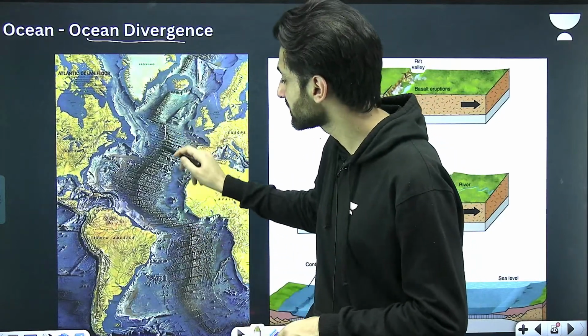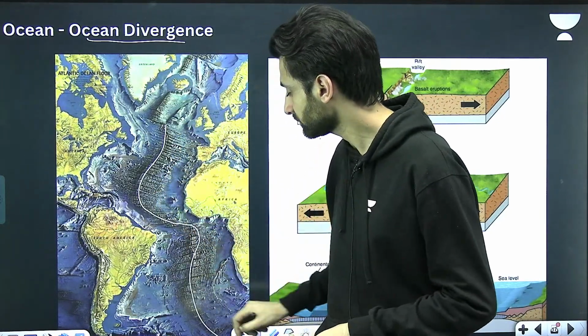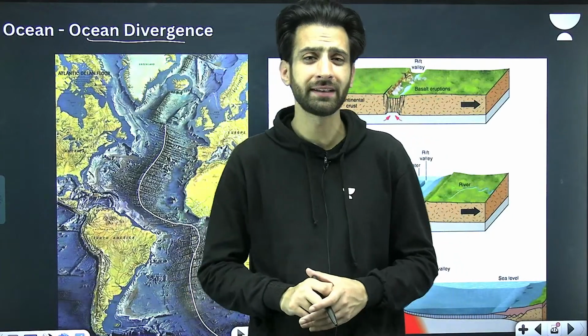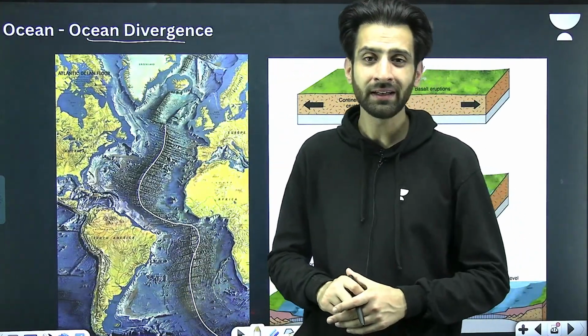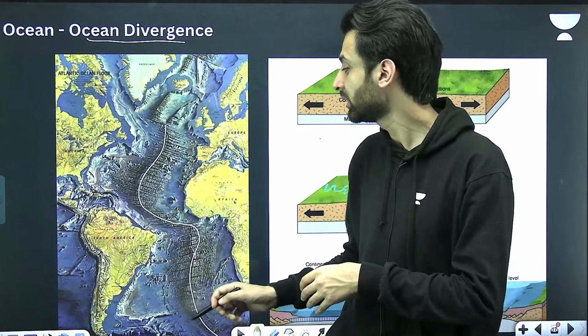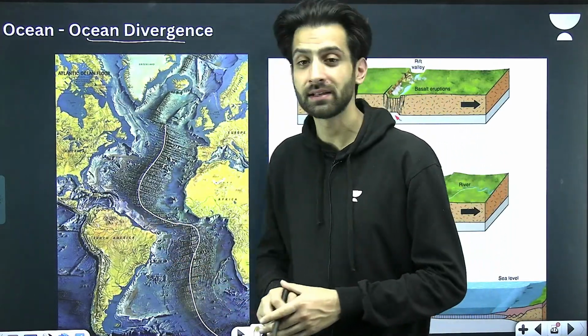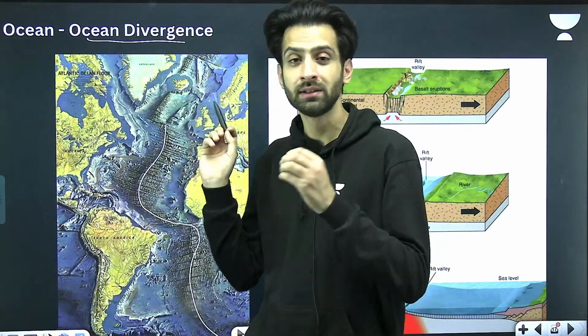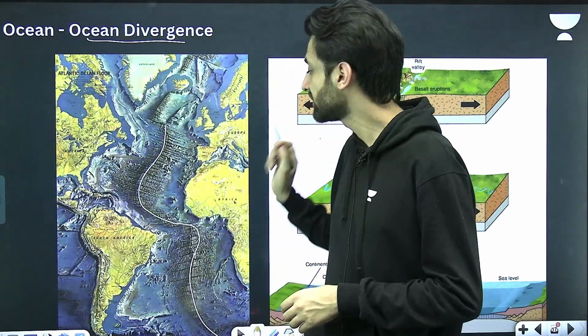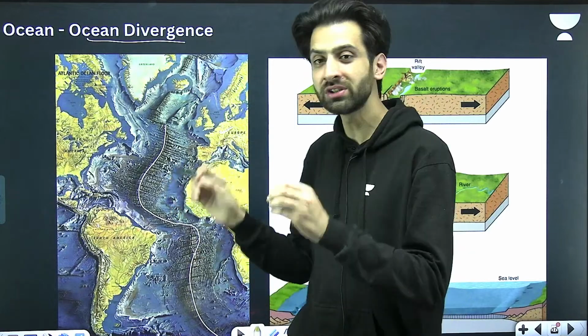If you look at this part, this is called the mid-Atlantic ridge. The mid-Atlantic ridge lies in the Atlantic Ocean, and on one side you will find Europe, and on the other side there is South America, North America. This is Africa, and this is Europe. Clear? Here the divergence takes place.